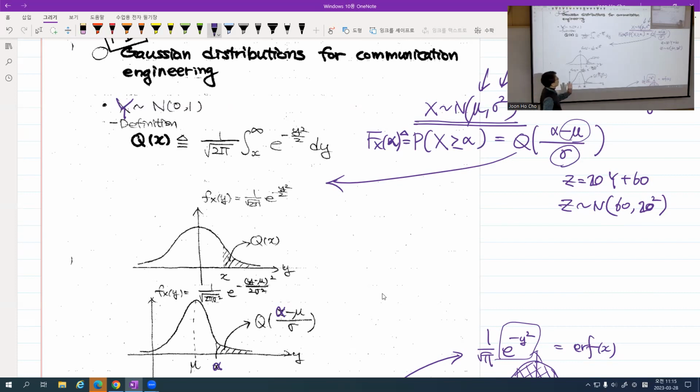So what people have done is this. As you've heard, this Q function does not have a closed form expression. No closed form expression.